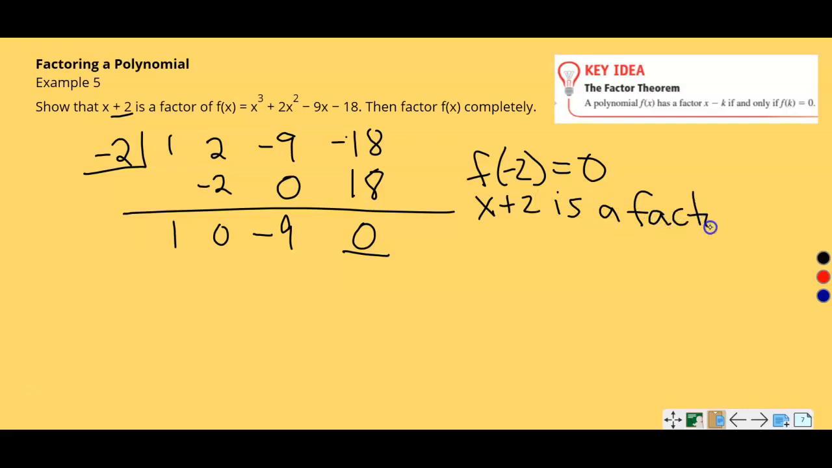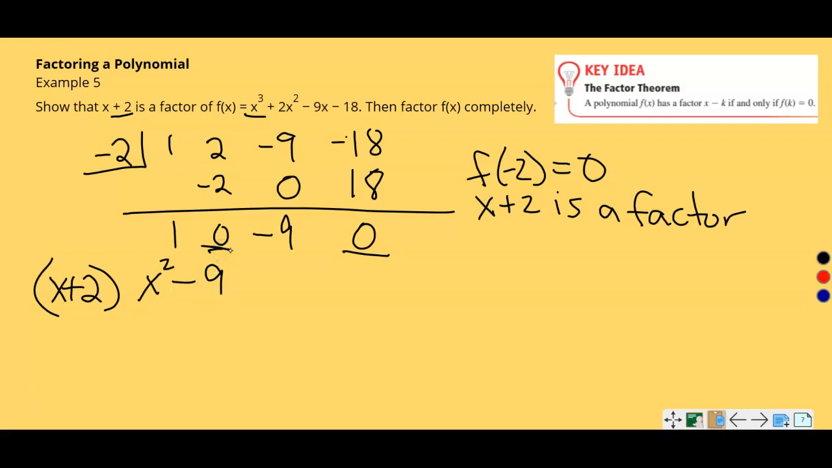All right, so that's one factor. So we know we've got x plus 2 as a factor. And then we need to factor the rest of this completely. So if we factored out x plus 2 and we started with an x cubed, we're going to add in our variables again. So we're going to have 1x squared plus 0x minus 9. So we don't have to put a middle term since that is 0.